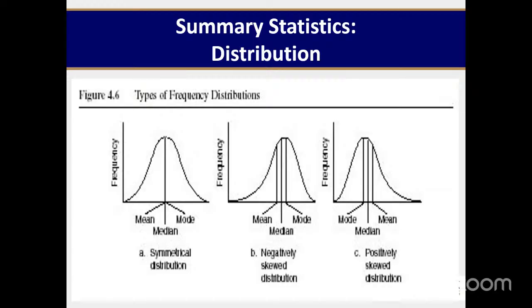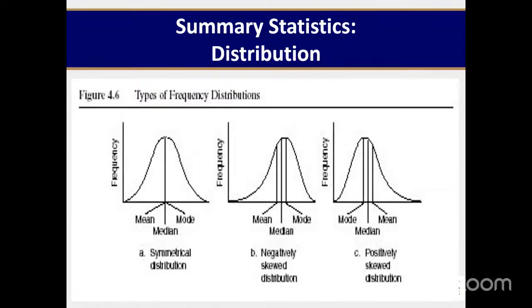So if the tail of the distribution is to your left, on the x-axis, the left side of x is going towards the negative aspect. So we call it negatively skewed or left skewed. And where the skewness goes, it pulls the mean towards it.